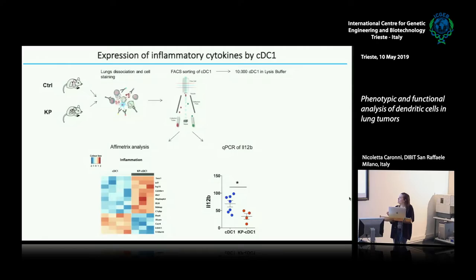And as you can see by the qPCR data, the tumor-associated DC1 express lower levels of IL-12. And looking then at the Affymetrix analysis, if you look at the blue part that represents the most downregulated genes in the KP dendritic cells, you can see that one of the most downregulated genes encodes for interferon alpha, which is another inflammatory cytokine that is crucial for the antitumor response.